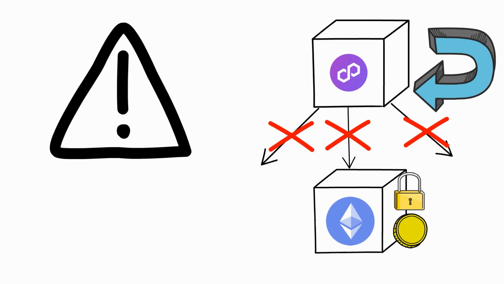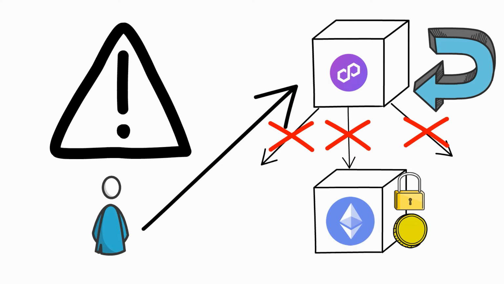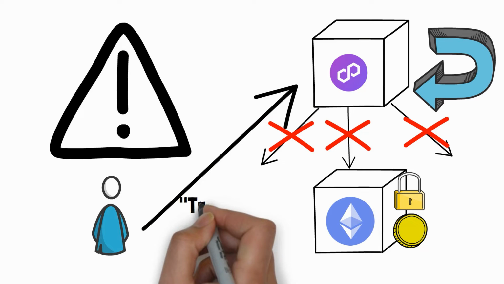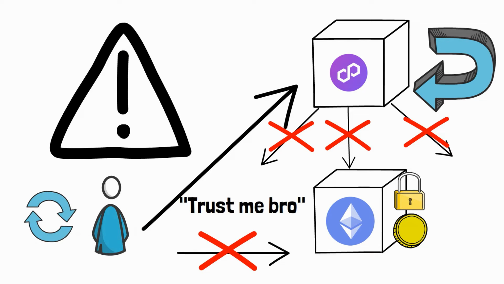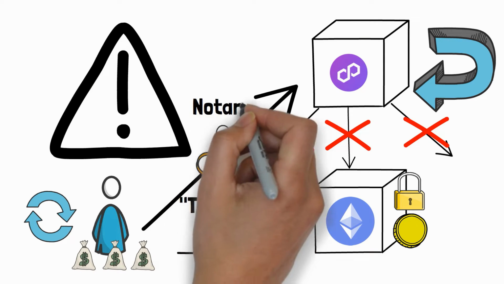The user could pretend to have locked his tokens on the first blockchain and fool the second smart contract. For that, all he has to do is to create a transaction and directly send it to the second blockchain without sending it to the first blockchain. And he can repeat the process many times, essentially getting free money. That's why we need a trusted intermediary, the notary.